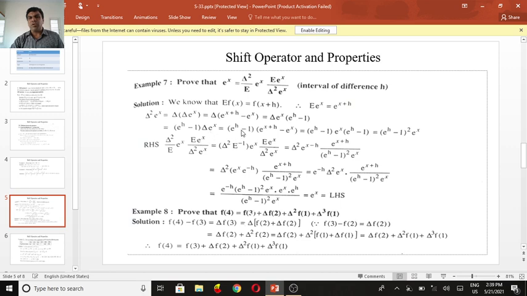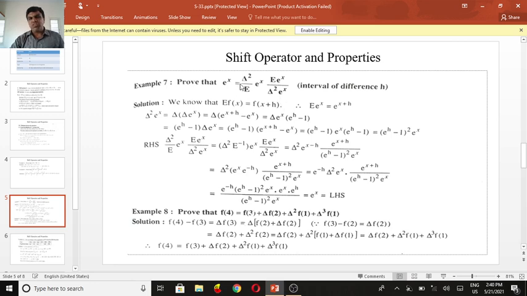Again apply: (e^h − 1)(e^(x+h) − e^x). We can write e^(x+h) as e^x e^h, minus e^x. Take e^x as common, we get e^h − 1. So (e^h − 1)² e^x. So we are simplifying Δ² e^x. Again we come to the RHS.